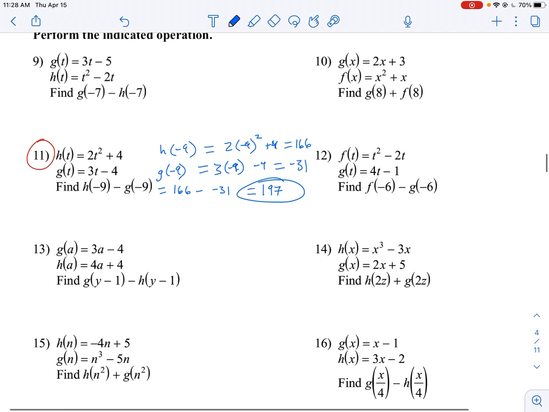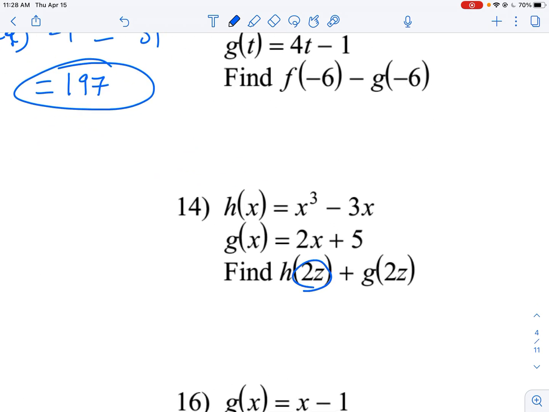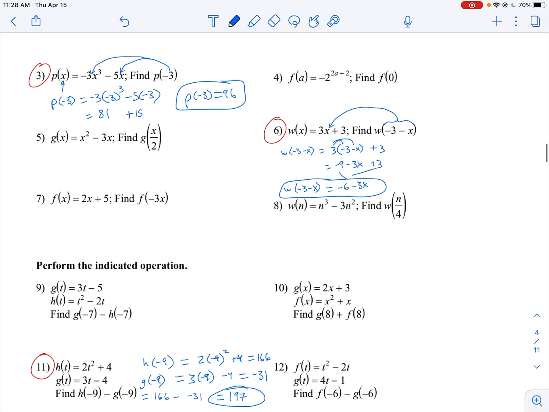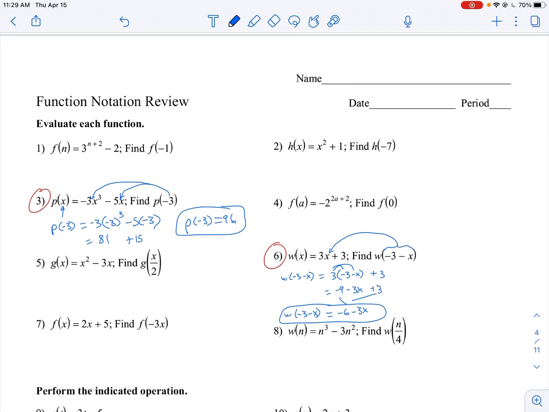That's pretty much it. Whatever's in the parentheses goes in for your variables, and you just have to do it for more than one function. But there you go, all done. That's how you deal with function notation.